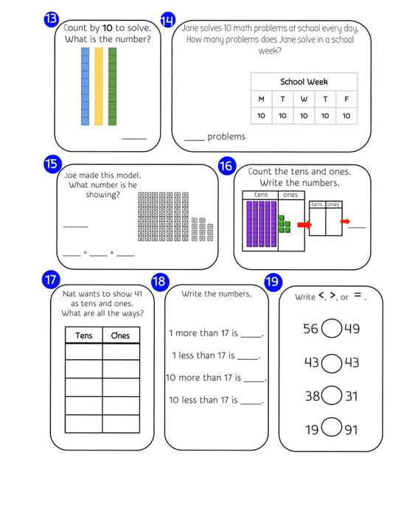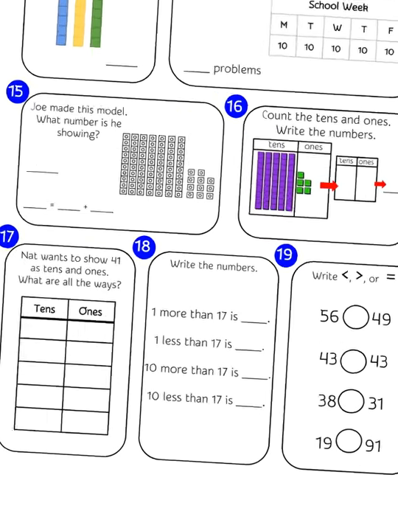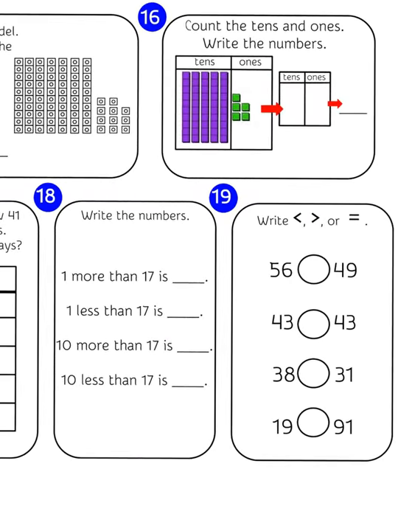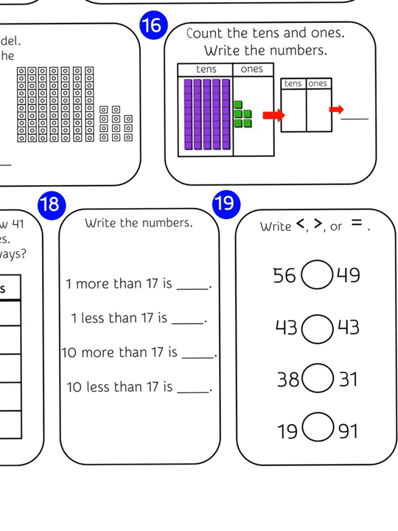Ready to go? We're on number 18. Boys and girls, remember, for number 18 and 19, you can always look at the hundreds chart that's hanging in the front of the classroom. This one asks, what is 1 more than 17? Write it in the blank. What is 1 less than 17? Write it in the blank. 10 more than 17? 10 less than 17? Pause the video to complete that one now.